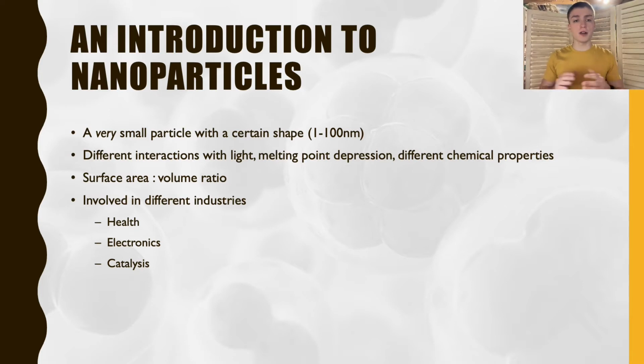And they can have different interactions with light. They have a lower melting point than their corresponding materials usually. And they also have different chemical properties from their original materials. They're usually exploited because of their large surface area to volume ratio. So these particles are so small in size that if you have a lot of them, they have a big surface area, but they have a very small volume. And they're also involved in different industries. So health, electronics, and catalysis are three major industries that these particles are involved in.